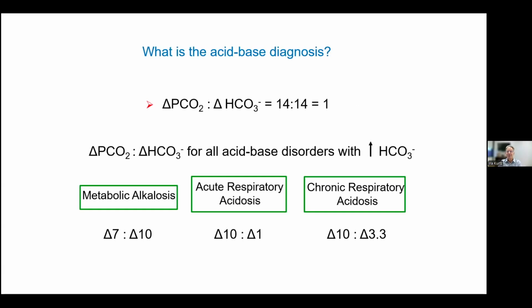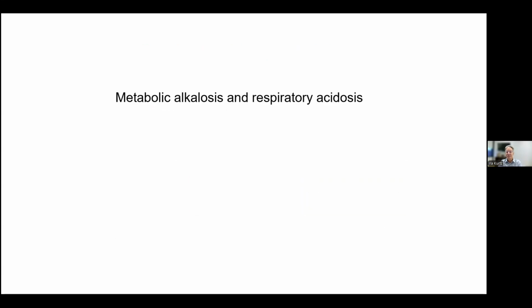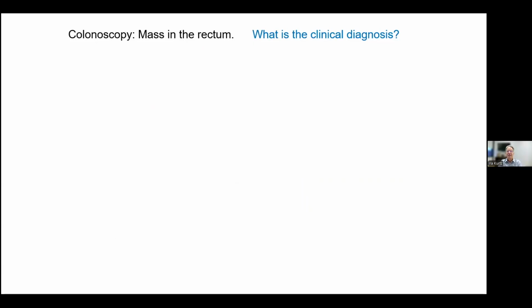So in our case, we had a change of 1, which means we have a mixed disorder. It doesn't fit any of them. And because we had hypokalemia and a low urine chloride, it's a pretty good guess the patient at a minimum had a metabolic alkalosis, but the PCO2 went up too much, so the patient also has a respiratory acidosis. So again, a mixed acid-base disorder. And the patient had a colonoscopy, and they found a mass in the rectum. Does anyone want to take a guess at what mass you could find in the rectum that creates a metabolic alkalosis?